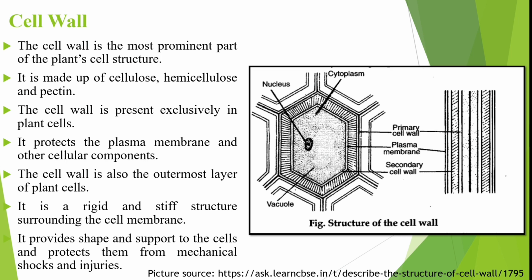The cell wall is also the outermost layer of plant cell. It is a rigid and stiff structure surrounding the cell membrane. It protects and supports the cell and protects them from mechanical shock and injuries.